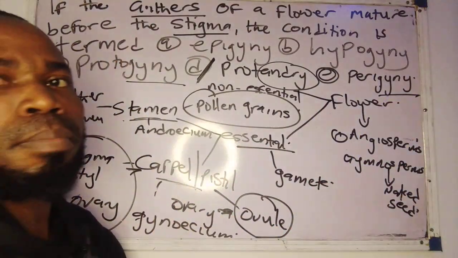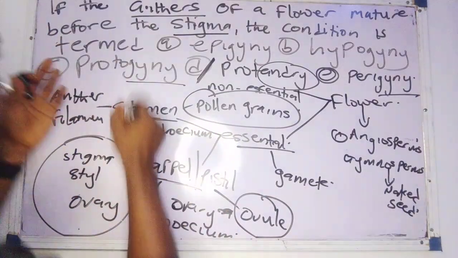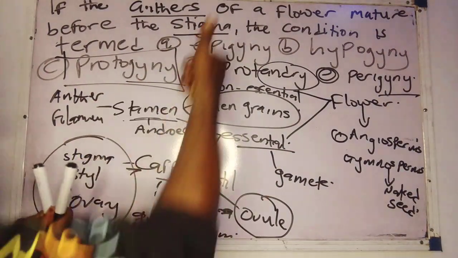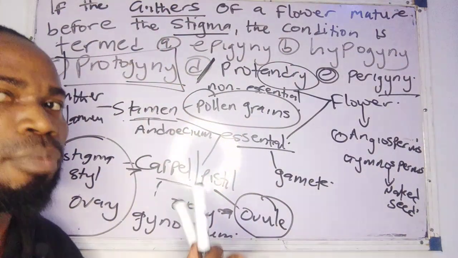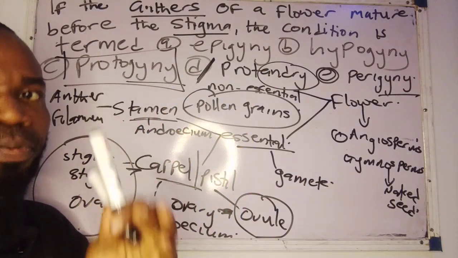But if the female matures first before the male, what do we call it? It is now called what? Protogyny. You get the picture now. So protogyny is there, protandry is there. This one now, if the male structure of the flower matures before the female structure, protandry. But if the female matures before the male, protogyny.